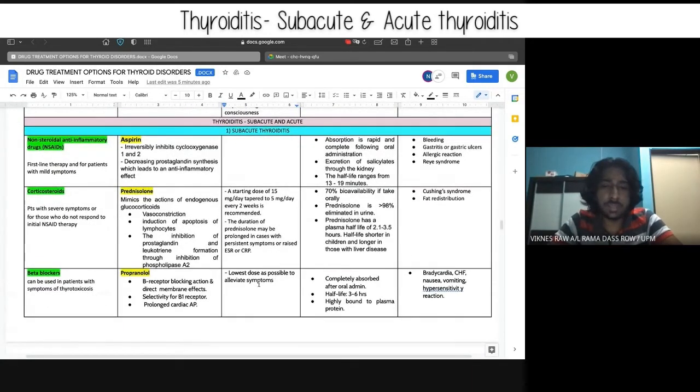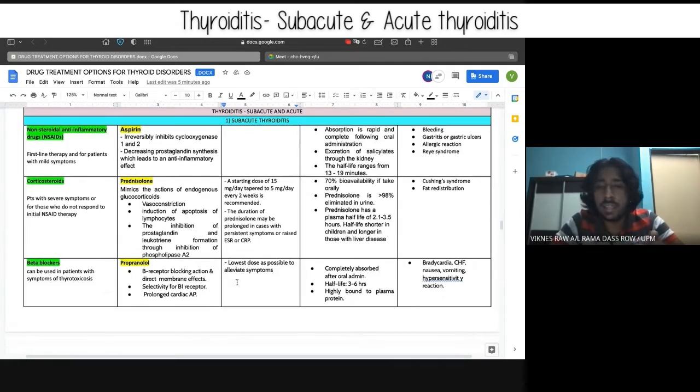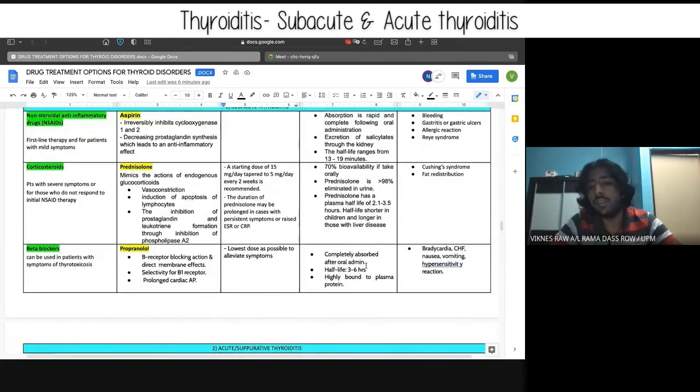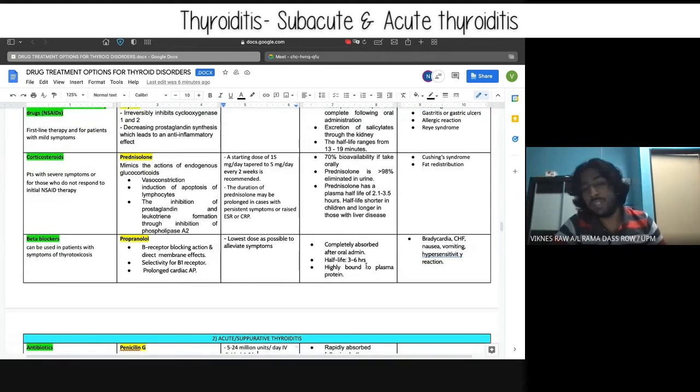The dosage regime for propranolol is normally that we give the lowest dose possible to alleviate the symptoms only. Next, the pharmacokinetics: propranolol is usually completely absorbed after oral administration. The half-life is within 3 to 6 hours, and propranolol is highly bound to plasma protein. The adverse effects of propranolol are bradycardia, chronic heart failure, nausea, vomiting, and also hypersensitivity reaction.